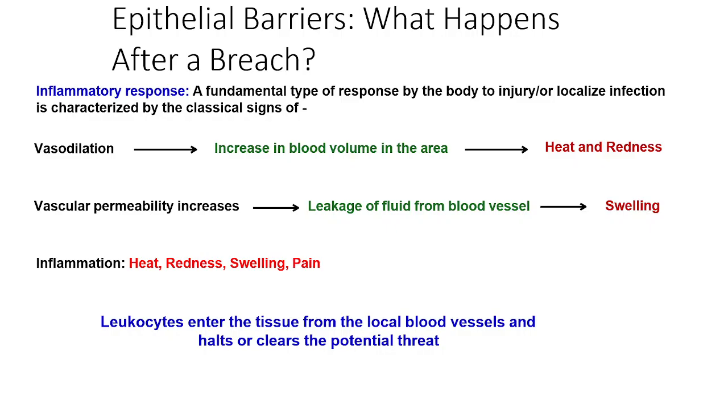Now there can be increased vascular permeability, that is, the walls of the blood vessels become leaky, and fluid or plasma escapes from the blood vessels into the surrounding tissue, resulting in swelling. And then there can be inflammation due to heat, redness, swelling, pain. So leukocytes enter the tissue from the local blood vessels and halt or clear the potential threat.